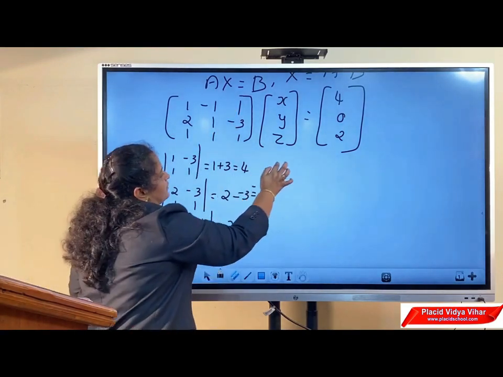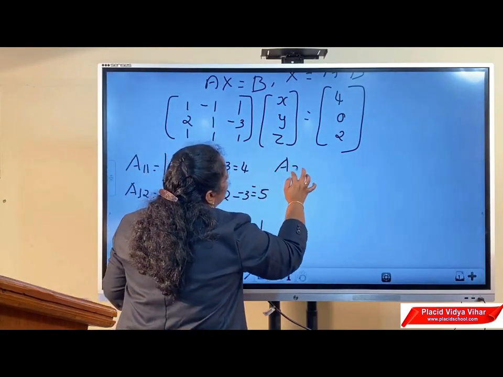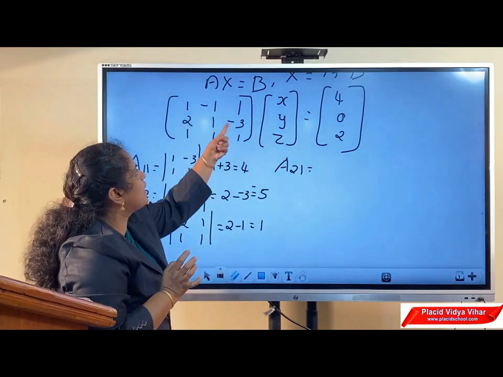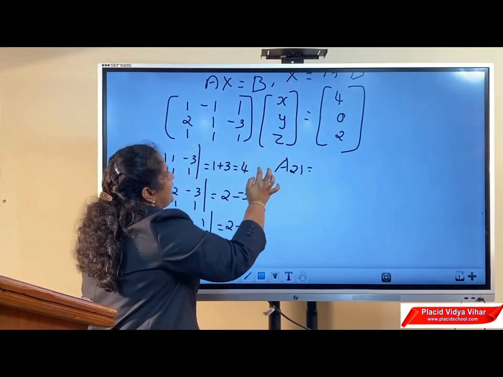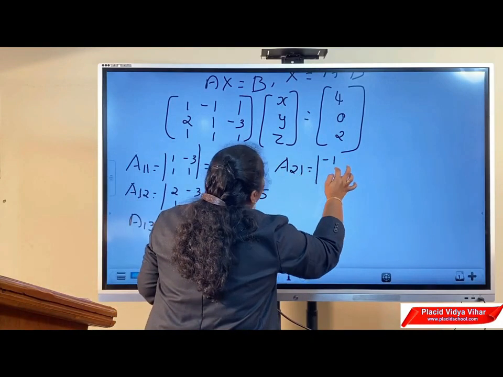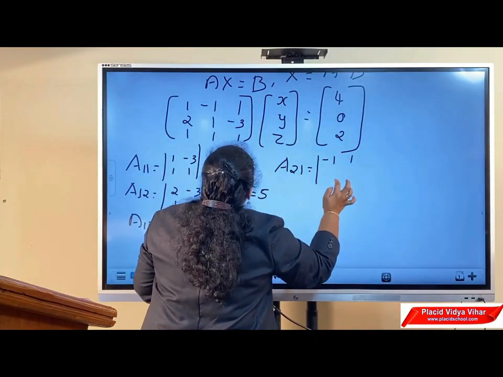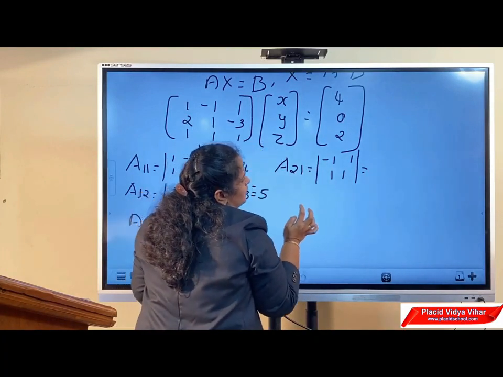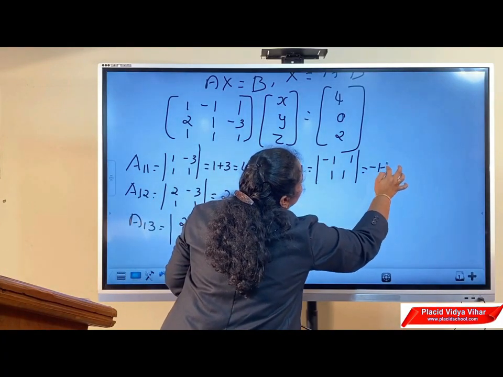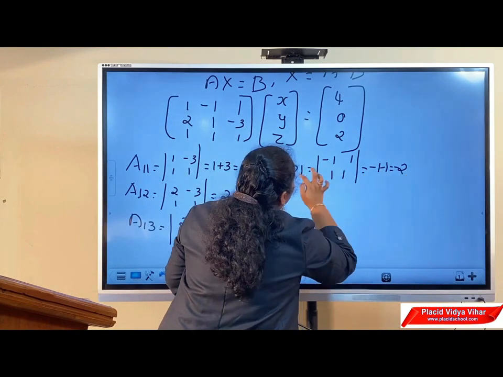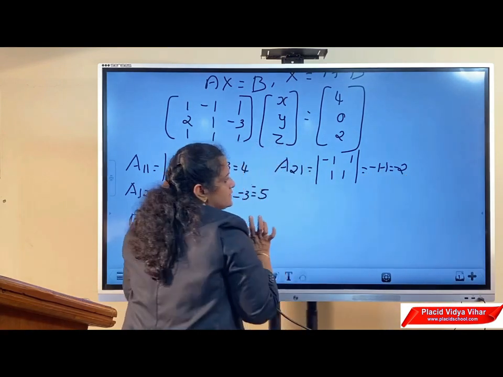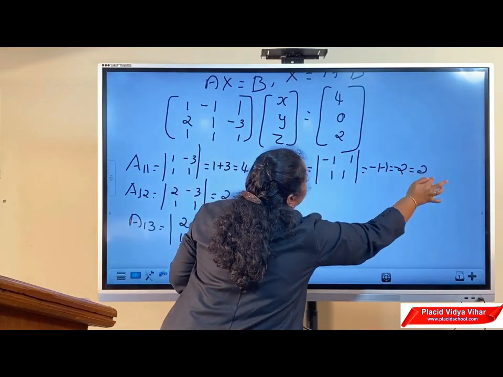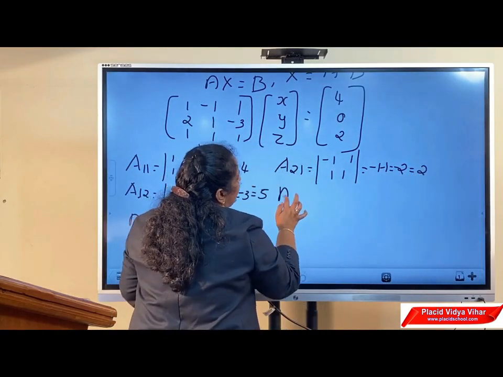Then we can find A21. A21: eliminate the corresponding row and column. The remaining elements you write in determinant form: minus 1, 1, 1, 1. Cross multiply: minus 1, minus 1, that is minus 2. That element is negative, so minus minus 2 is 2. Then we can find A22.